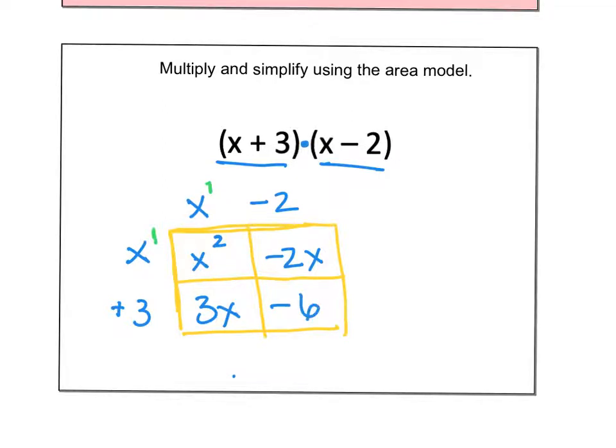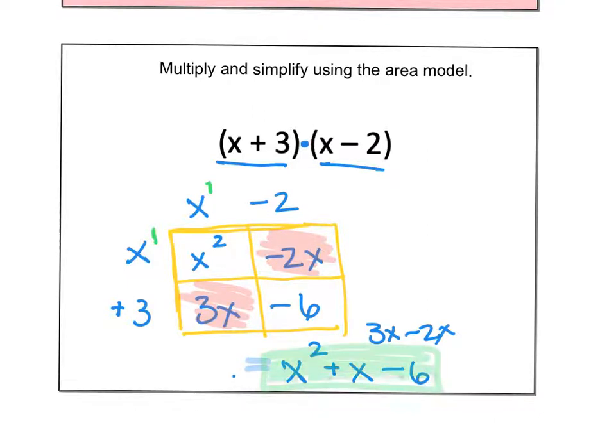So now I'm looking to combine some like terms, and I see that this negative 2 has an x attached to it, and this 3 has an x attached to it, so they are definitely like terms. So to simplify this out now, I will have x squared, and then 3x minus 2x, well that combines like terms to a positive 1x or x, and then you have a minus 6. So our final answer there, when we multiplied and we simplified by combining like terms, we have x squared plus x minus 6. Let's try another.